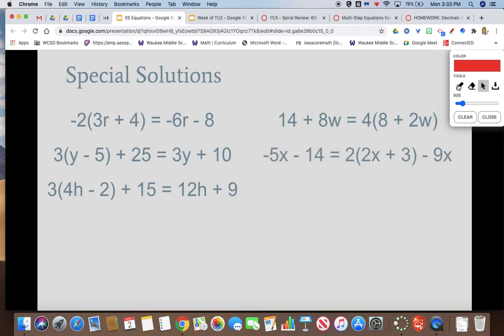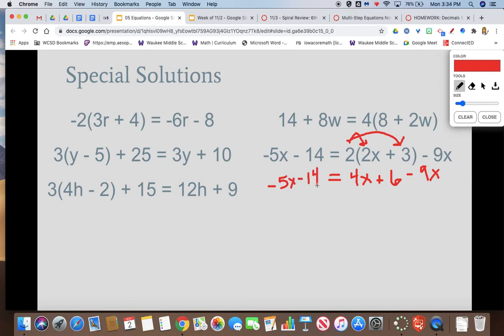Negative 5x minus 14 equals 2 times the quantity of 2x plus 3 minus 9x. Let's start by getting rid of our parentheses first and then combining like terms. On the outside of my parentheses, I see a 2 that needs to be distributed. Reminder, it only gets distributed to the pieces inside the parentheses. 2 times 2x is 4x, and 2 times 3 is 6. Outside of the parentheses, I had a minus 9x. That was equal to, on the left-hand side, negative 5x minus 14.